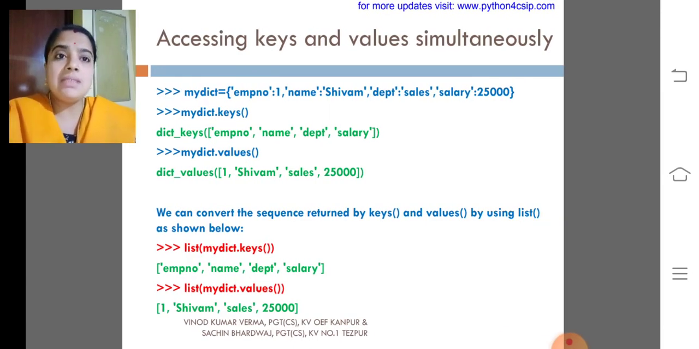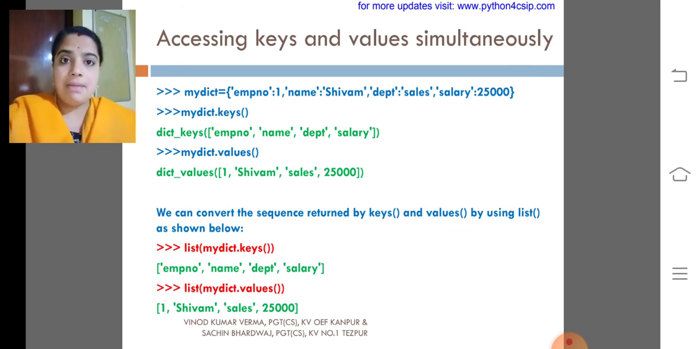The next one: how to access keys and values simultaneously. For that, in Python we have two functions. The first one is keys and the second one is values. When I give myDict.keys, it will produce a list of keys only. In the employee dictionary, we have the keys like employee number, name, dept and salary, and the values like 1, Shivam, sales and 25,000. So myDict.keys will produce only the keys which are in the dictionary.